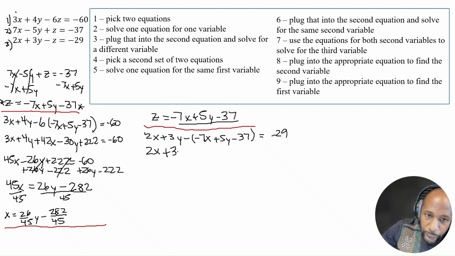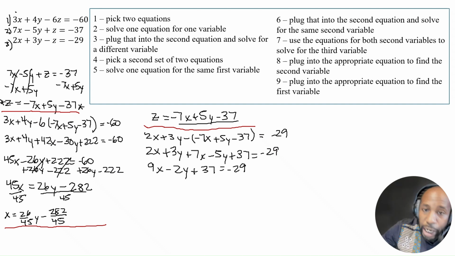Now let's clean it up. 2x plus 3y, and the minus times negative 7x is going to be plus 7x. Negative times 5y is going to be minus 5y. Negative times negative 37 is going to be plus 37 equals negative 29. We can clean it up further. 2x and 7x is 9x. 3y and negative 5y is negative 2y, plus 37 equals negative 29. Now keep in mind, what we're doing is solving this for the same second variable, which is x.